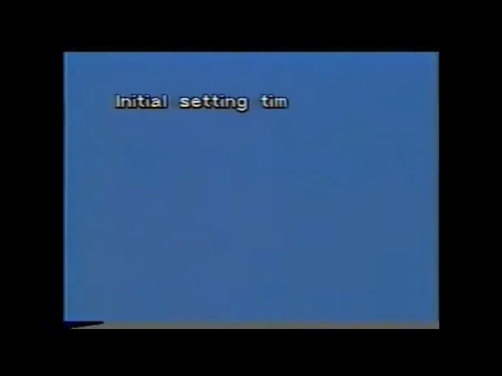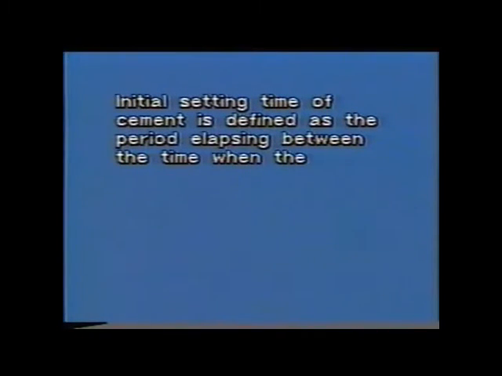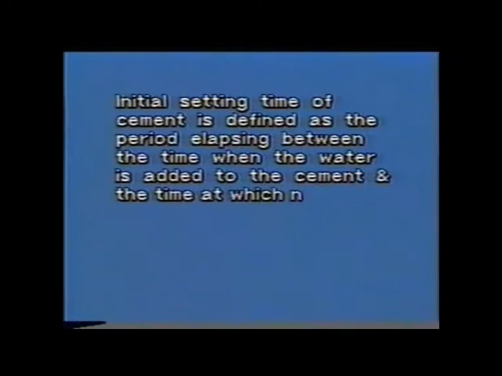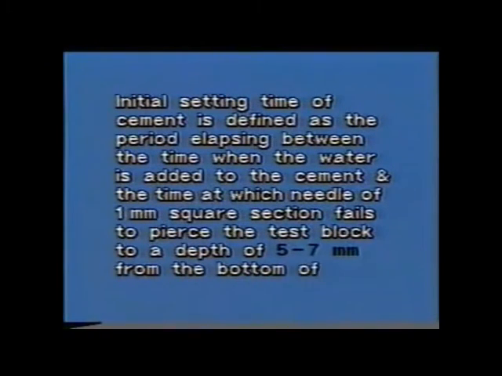Initial setting time of cement is defined as the period elapsing between the time when water is added to the cement and the time at which needle of 1 millimeter square section fails to pierce the test block to a depth of 5 to 7 millimeters from the bottom of the mold.